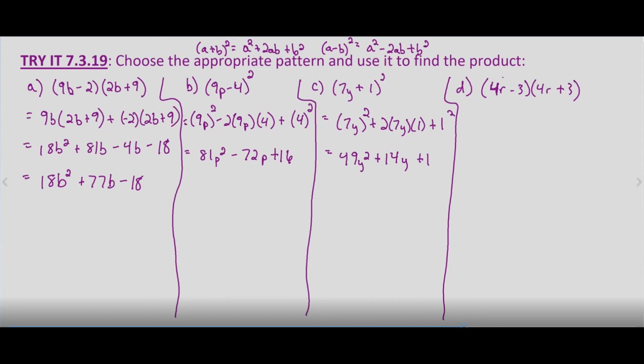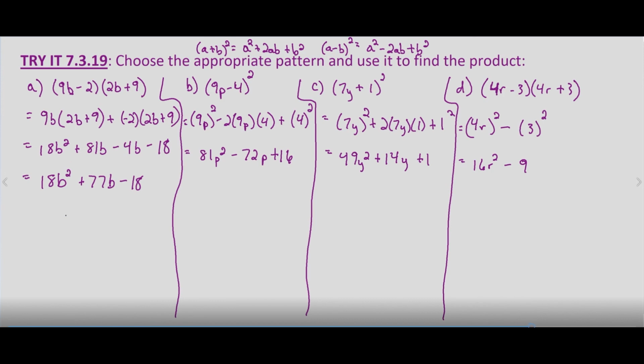And then last but not least, this is a conjugate pair. It's a product of conjugates. 4r minus 3 times 4r plus 3. The first term is the same in both. The second term is the same in both. The difference is the sign between them. So that means we find the difference of the squares of each term. So 4r squared minus 3 squared, which equals 16r squared minus 9.